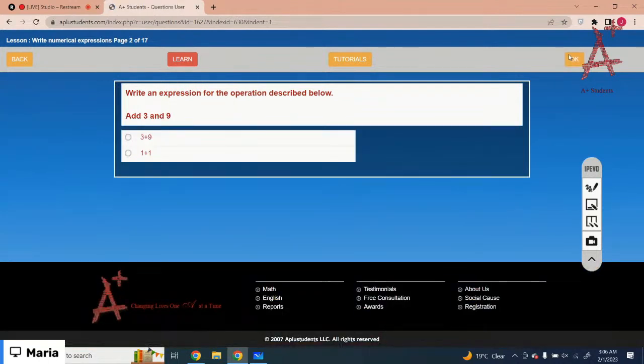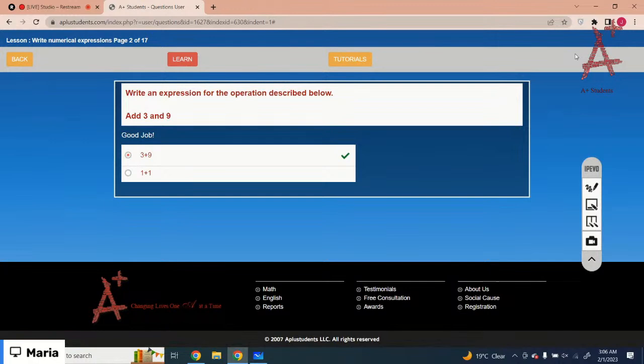Okay, the next one is add 3 and 9. So which is the correct option? Simply you have to put the mathematical sign for the addition. Got it? It would be option number 1. You simply have to add them. 3 plus 9. Got it? Option number 1 is the correct option.